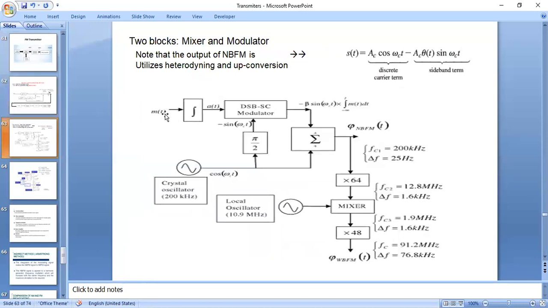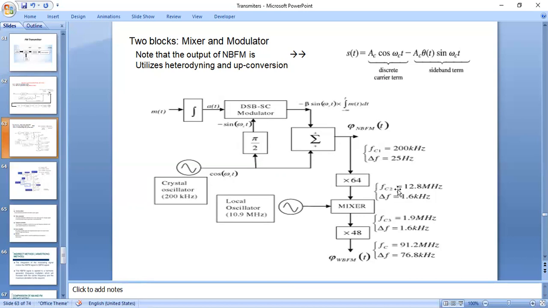Okay, so here the modulated signal will be integrated, so finally you will get the output. We are taking A of t, and it will be given as input to the DSBSC modulator, and the carrier is shifted by minus 90 degrees, and these two will be added. Finally, you will get the narrowband FM, and it will be passed through the frequency multiplier. So finally the modulated signal will be 12.8 megahertz, and the frequency deviation is 1.6 kilohertz.